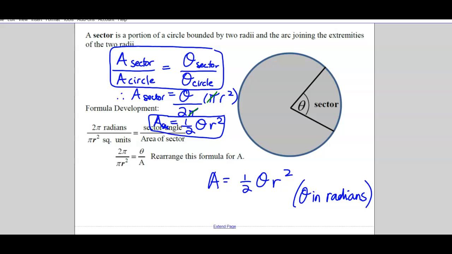If we had theta in degrees, then remember over here, we'd have to use 360 degrees here. And so it would be pi theta r squared over 360 degrees. So kind of messy, right? That's it. We're going to use it. Take a look at the first example.